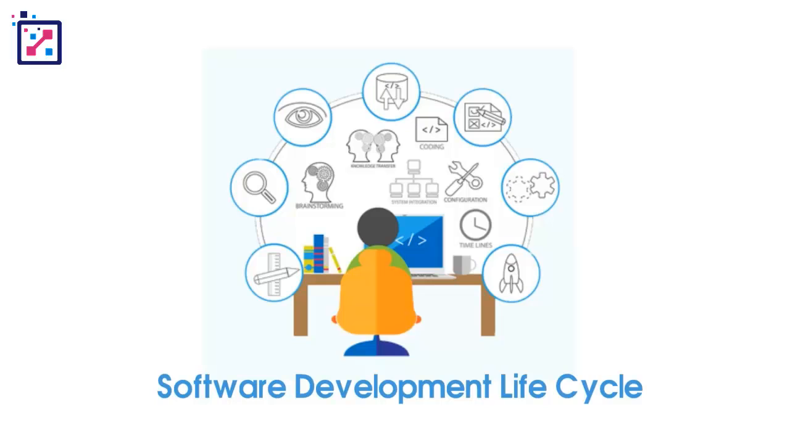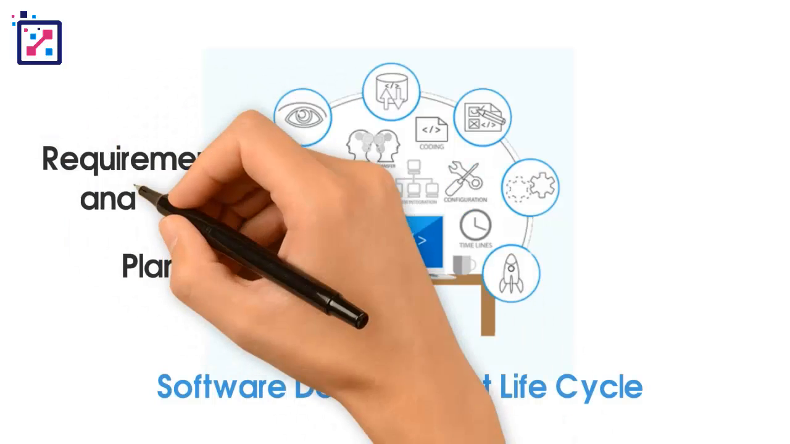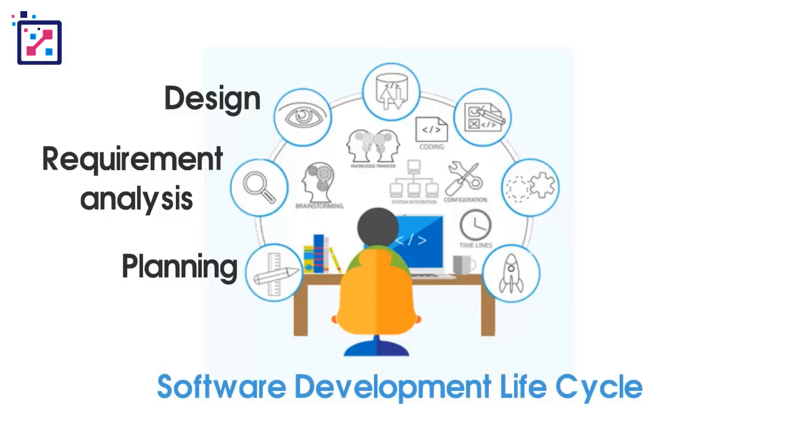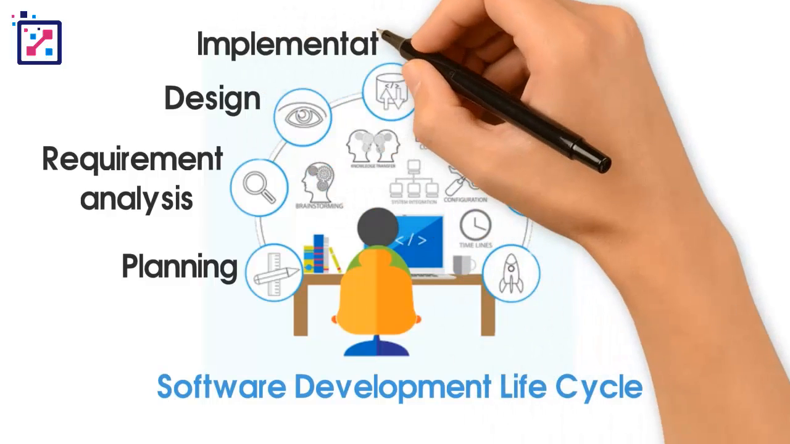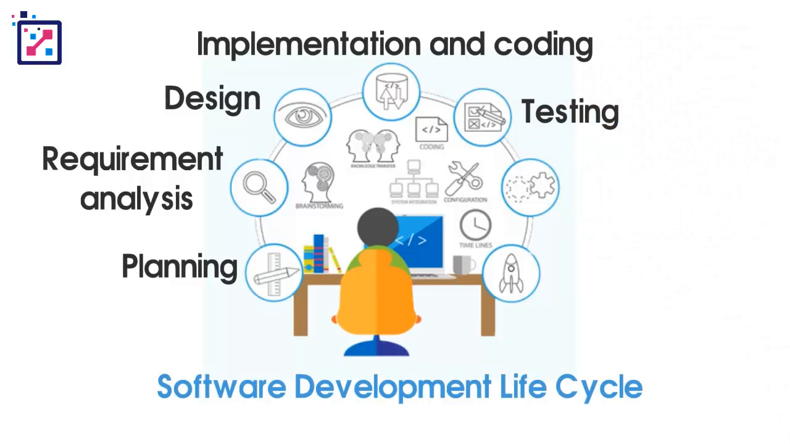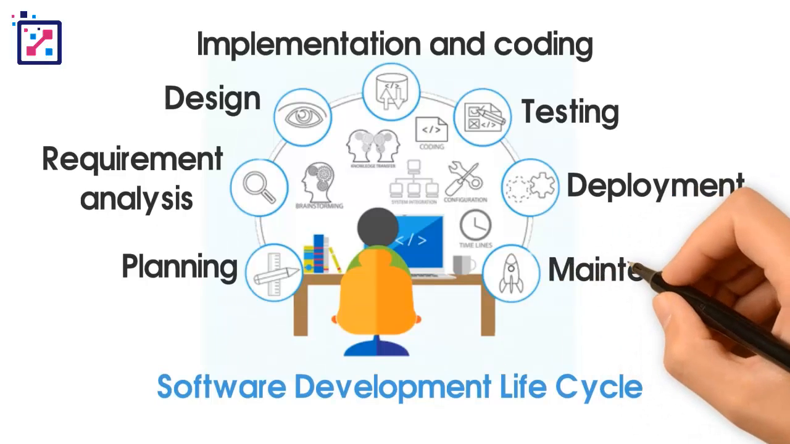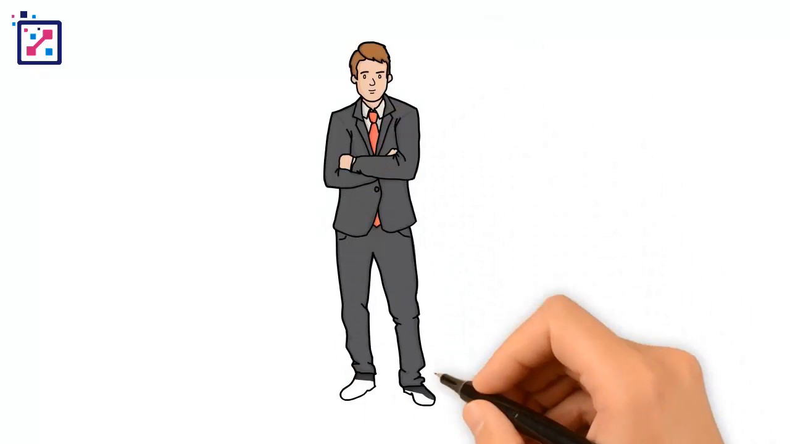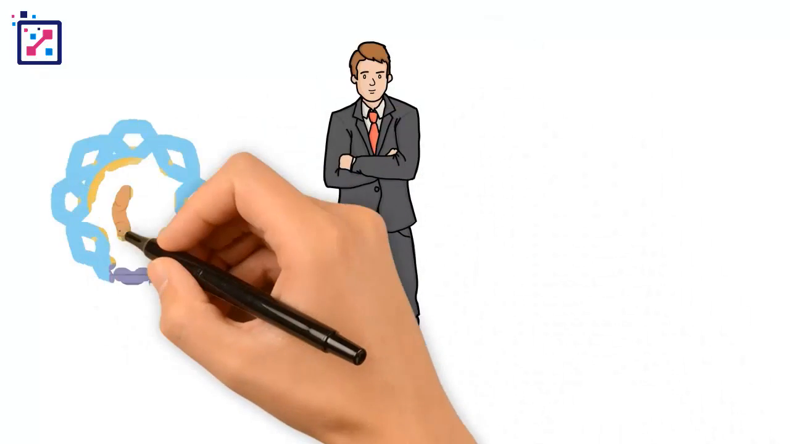There are 7 key points to understanding software development lifecycle. Phase 1, planning. Phase 2, requirement analysis. Phase 3, design. Phase 4, implementation and coding. Phase 5, testing. Phase 6, deployment. And Phase 7, maintenance.